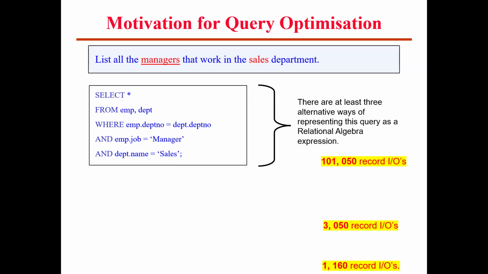So our aim is to pick up the manager names who are working in the sales department. The manager names are available inside the employee table, and the department names are available inside the department table. Hence, we are writing select star from employee table, department table, where employee department number is equal to department number. Now, this is very important. This is called a predicate. Now, the predicate is going to help us with the where condition.